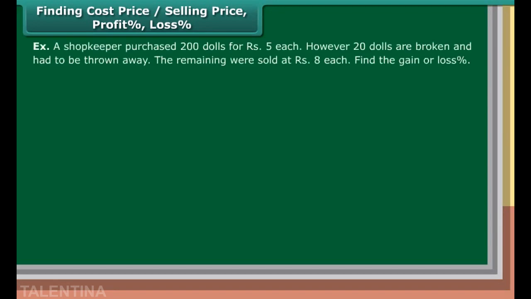Example, a shopkeeper purchased 200 dolls for rupees 5 each. However, 20 dolls are broken and had to be thrown away. The remaining were sold at rupees 8 each. Find the gain or loss in percentage.